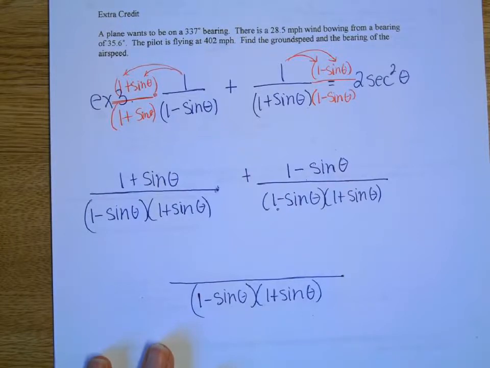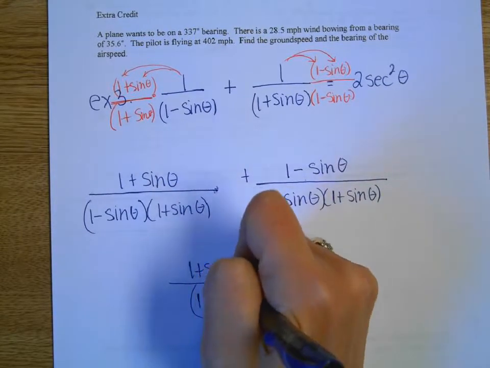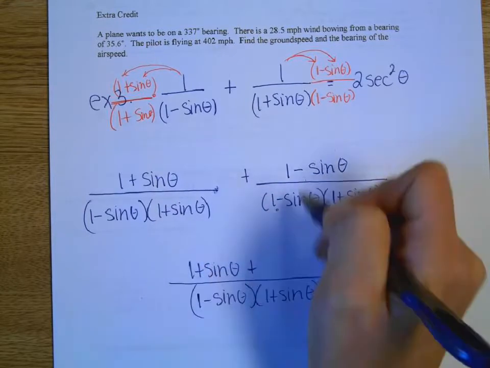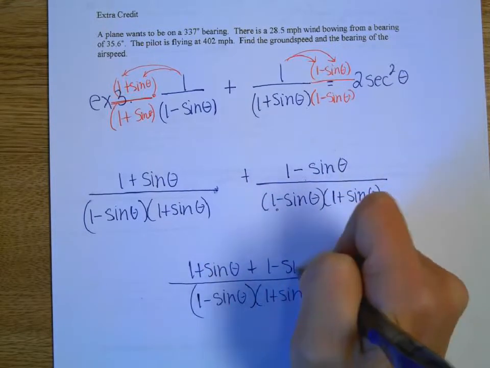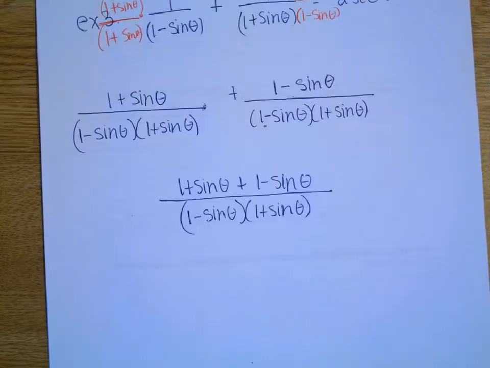Why am I doing that? I'm going to show you with numbers, because if I show you a little seventh grade number, you're going to say, oh yeah, I see it. No, once you get the common denominator, your goal is to write a single fraction after that. Now I just add my numerators. I've got a 1 plus sine plus another 1 minus sine. Now at this point, you want to simplify the numerator and FOIL out the denominator and simplify that.